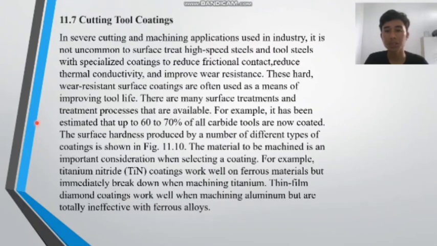There are many surface treatments and treatment processes that are available. For example, it has been estimated that up to 60 to 70% of all carbide tools are now coated. The surface hardness produced by a number of different types of coating is shown in figure 11.10. The material to be machined is an important consideration when selecting a coating. For example, titanium nitride or TiN coatings work well on various materials but immediately break down when machining titanium. Thin film diamond coatings work well when machining aluminum but are totally ineffective with various alloys.